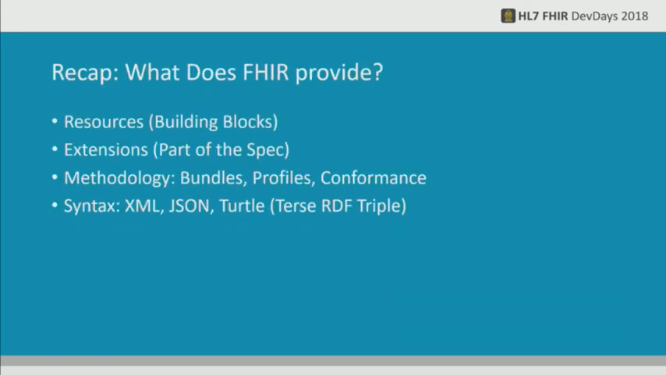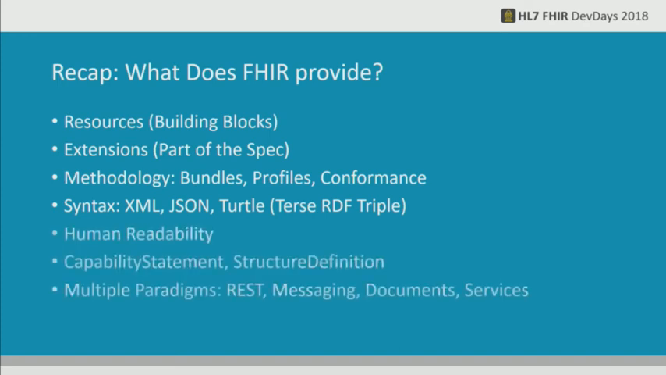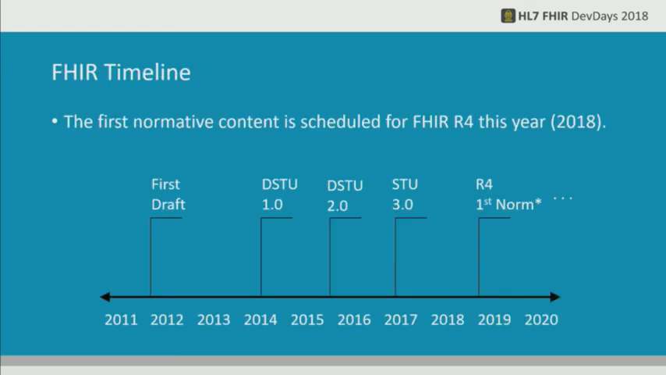So recap quickly, we have resources, extensions, different methodologies for putting data together, different syntaxes, human readability, we've got capability statements, profiling with structure definitions, and different paradigms for exchanging data. And again, you've seen the spec, a lot of online documentation. There's a lot to go through there to understand the FHIR spec, so don't expect to learn it all in one day. It's a progression of going through the spec little by little and getting comfortable with it. So from a timeline perspective, as I mentioned, R4 is going to be the first release coming up later this year, which will have normative content within it.